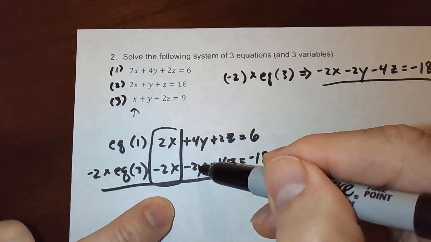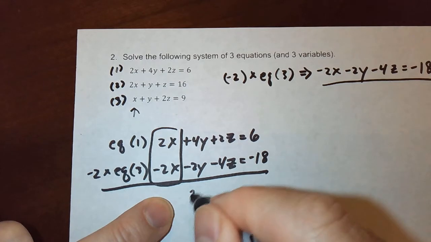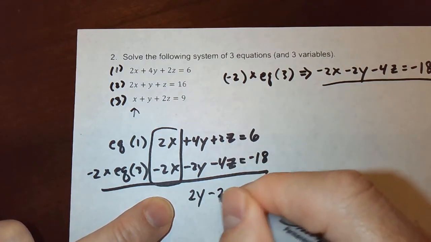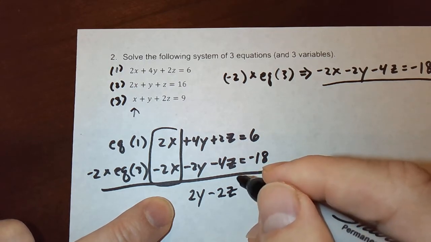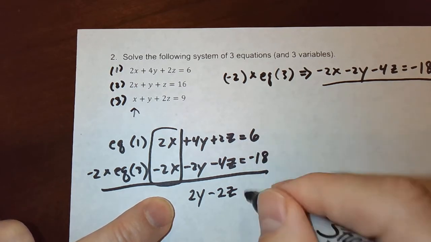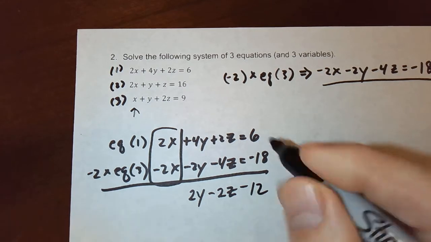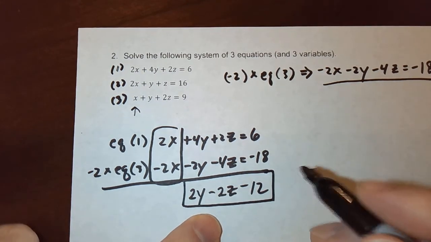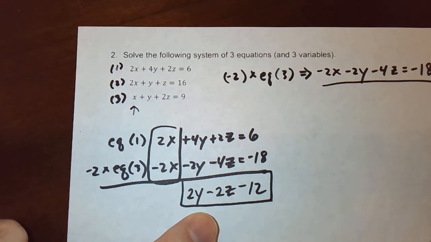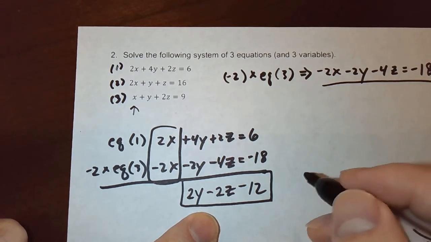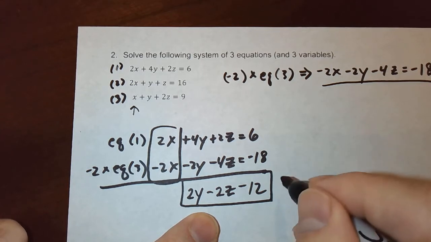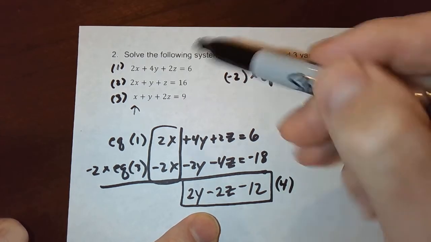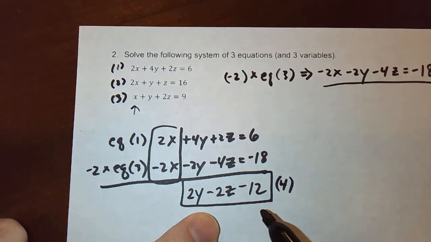So when I add these, I'm going to get a 2y. We have 2z and -4z, so -2z. And then when you add 6 and -18, you get a -12. So now we have obtained one new equation that has only two variables in it. And if you wanted to, you could give it a name. We could call that equation 4. So now we have 1, 2, 3, and here's a new equation 4.